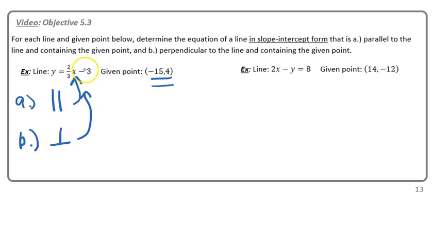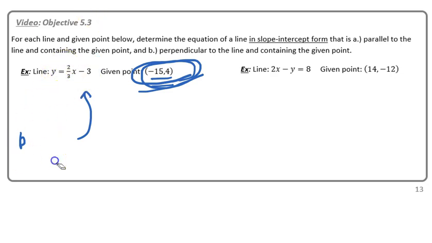So for each example, there's two problems to do. One, you find the equation of a line that goes through this point and is parallel to this line, and then we're going to find the equation of a line that contains this point and is perpendicular to this line. So let's do part A.